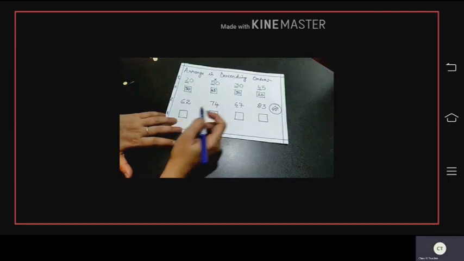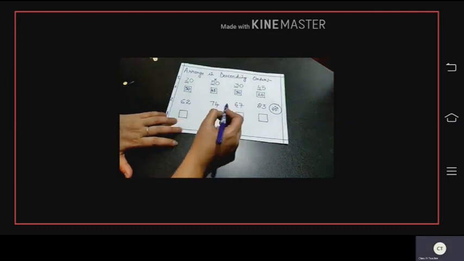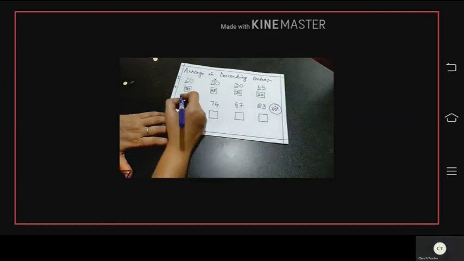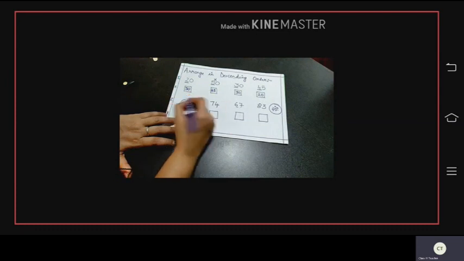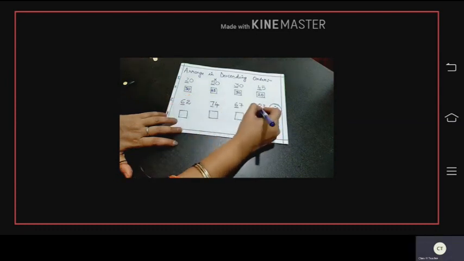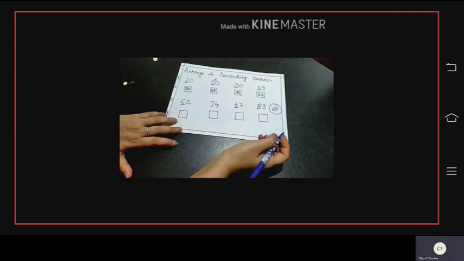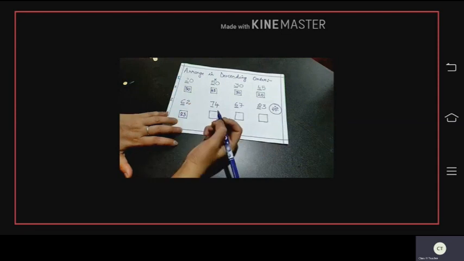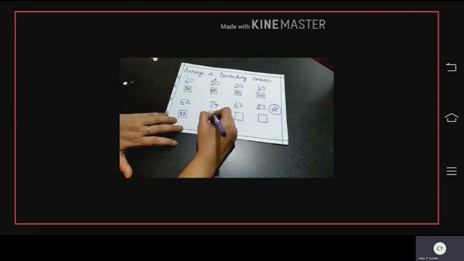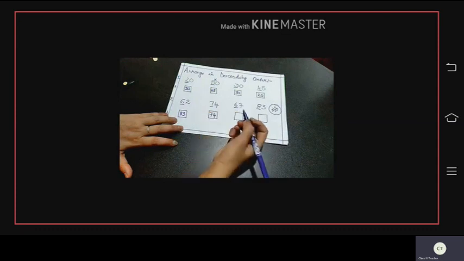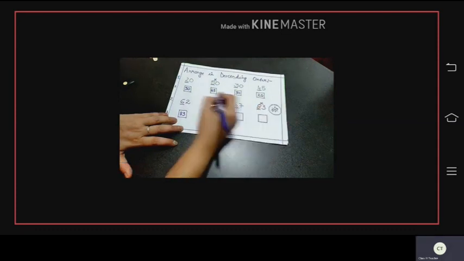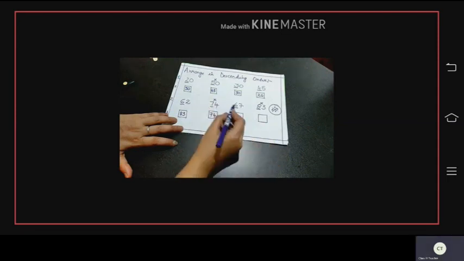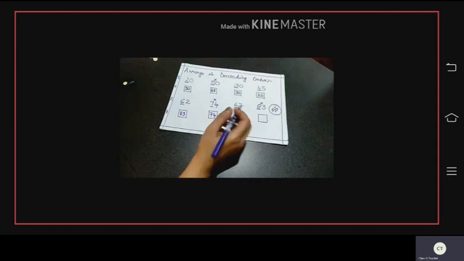Okay, look at the second example. Here all the numbers are 2-digit numbers. Observe the first digit of numbers: 6, 7, 6, 8. Okay, which is the greater number here? Obviously 8. 83 will come here. And second 74. Cross 83 and 74. Now observe these two numbers left, 62 and 67.